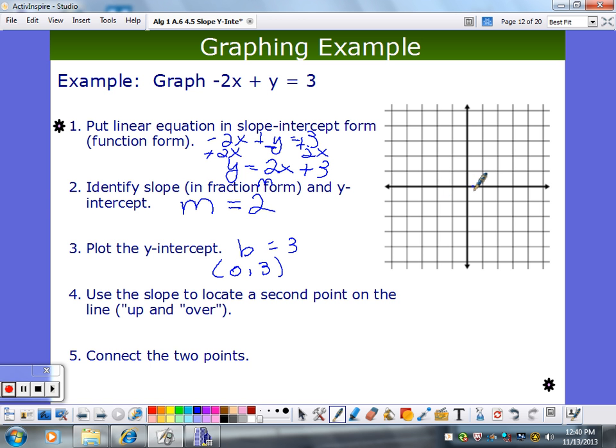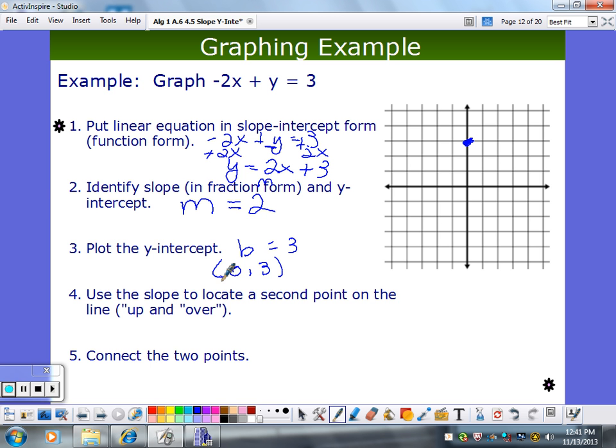But where is that going to go? Because I'm going to plot that. So this is a point on the line that I am graphing. Isn't that where that goes? The y-intercept goes on the y-axis, at 3. Don't worry, just watch. Great. Now it says use the slope to locate a second point on the line.